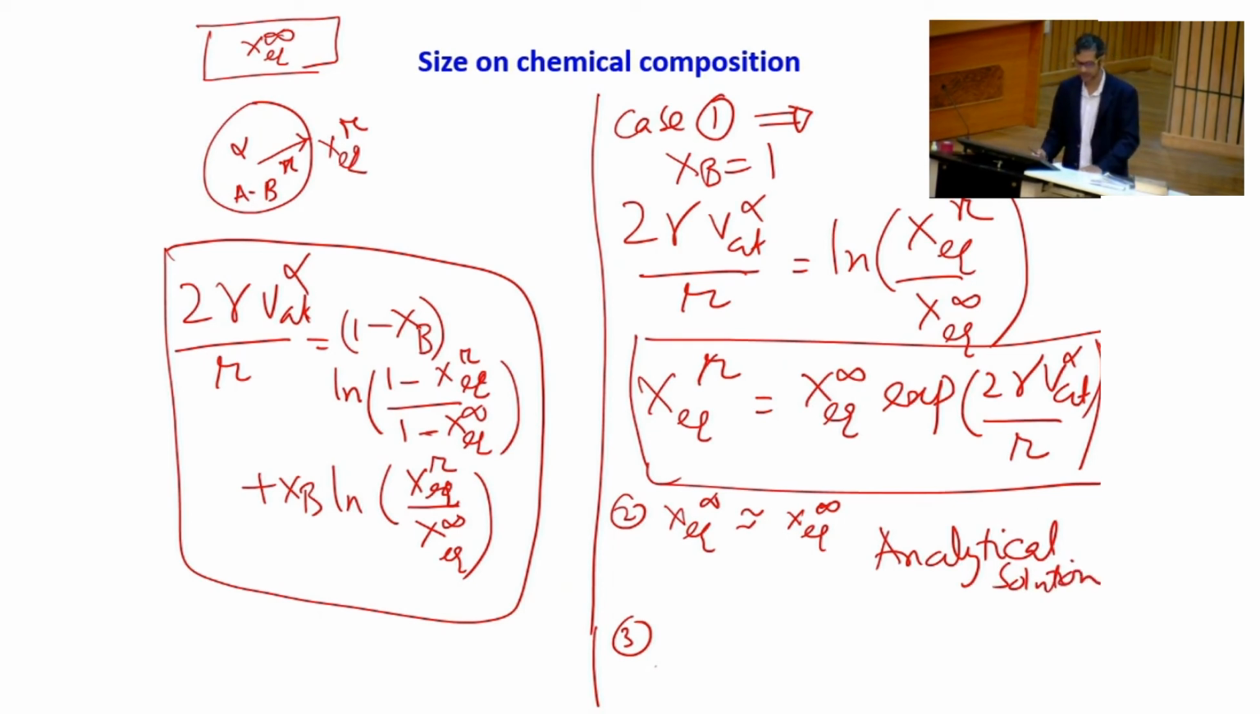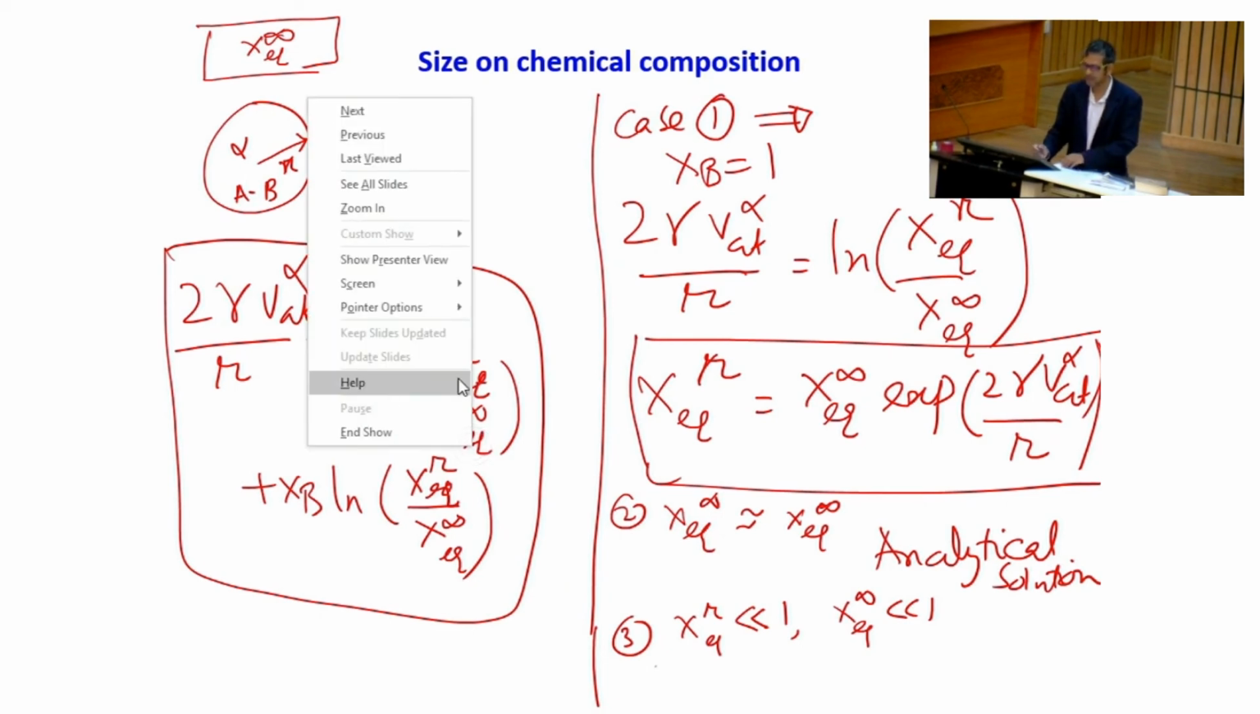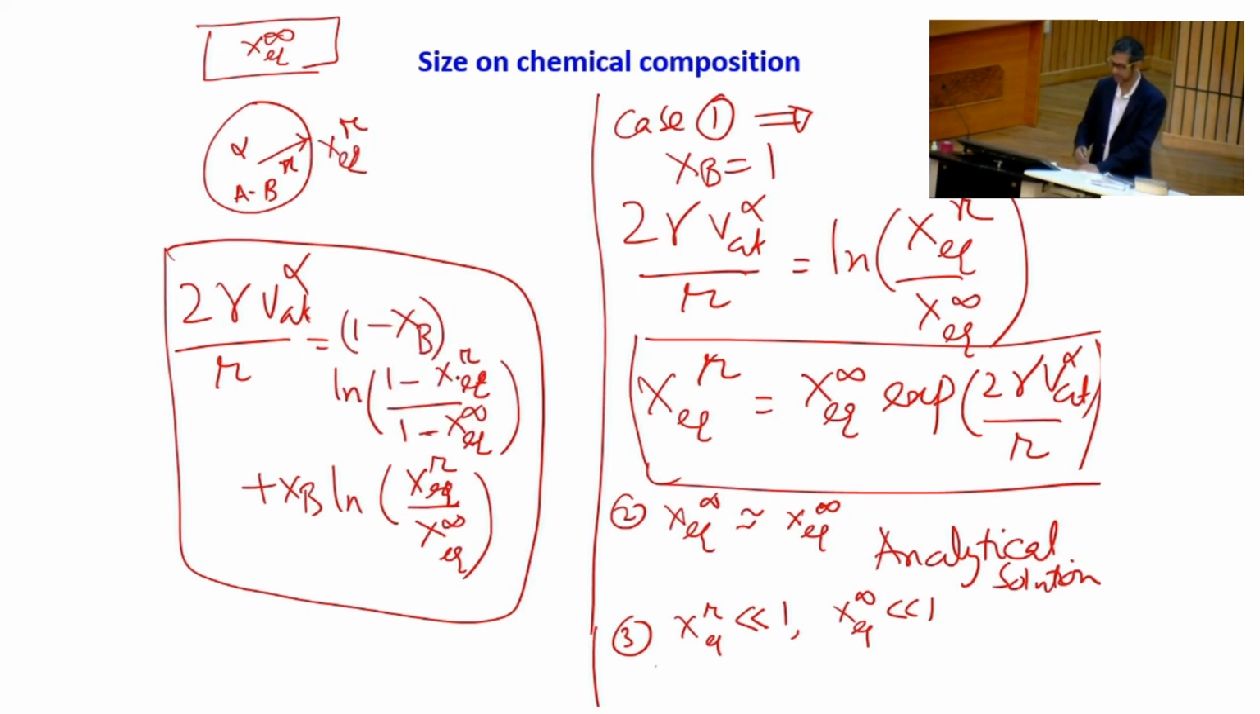And the third one is, you can always write x equilibrium R is much less than 1 and x equilibrium infinity is also much less than 1. If you do that, what happens? This term goes close to 1, log 1 is 0. Will you get the same thing? No, you will not get the same thing. Because this is very much less than 1, this becomes 1 minus this also becomes 1, 1 by 1 is 1, log of 1 is 0, the first term vanishes.